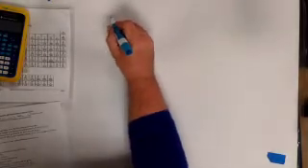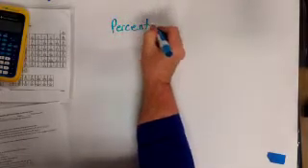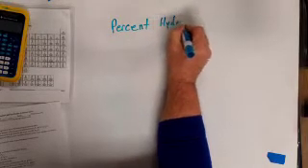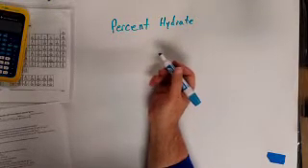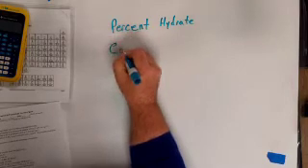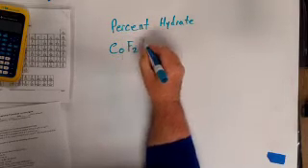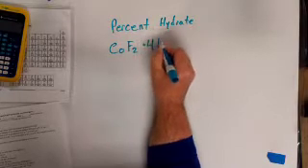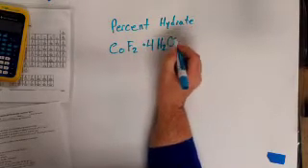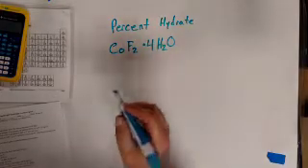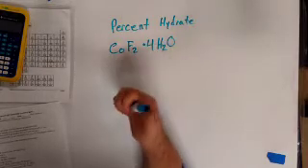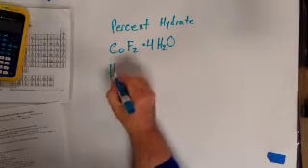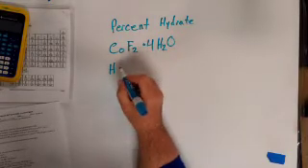Now, another thing you might be asked to do is to calculate the percent of a hydrate. A hydrate is just a molecule with water molecules attached to it. All right, so let's say we had CoF2 4H2O. Okay, so we need to do a couple of things. First of all, we need to find the molar mass of H2O. All right, so we know that hydrogen, actually we need to find the mass of everything. So let's just do that.